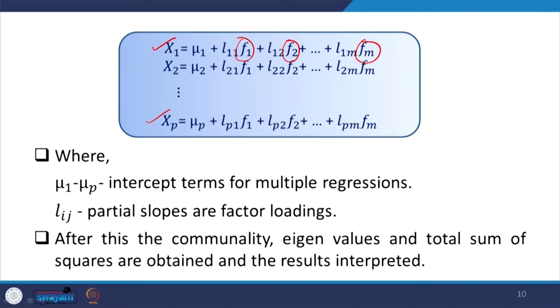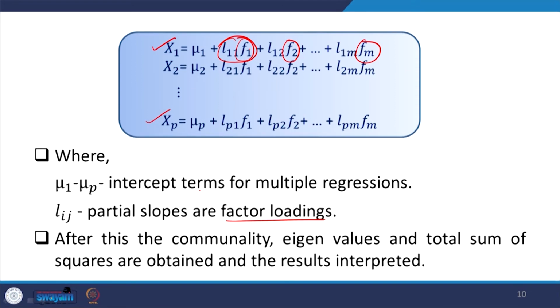So, mu1 till mu p represent the intercept terms, the constant terms of the multiple regressions, whereas Lij stands for the partial slopes, the regression coefficients. We will also explain those in detail. They are also called factor loadings, the individual factor loadings contributing to the result of x1 in that model. In this model we are taking the outcome variable as x1.